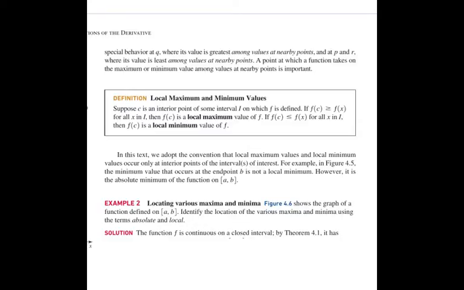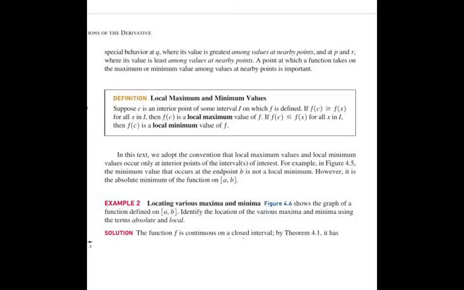For example, in figure 4.5, the minimum value that occurs at the endpoint b is not a local minimum. However, it is an absolute minimum. So for this context, whenever we see local max or min, we're talking about interior points. We're not going to use the endpoints as local max or min. The endpoints have the potential to be absolute max or absolute min.